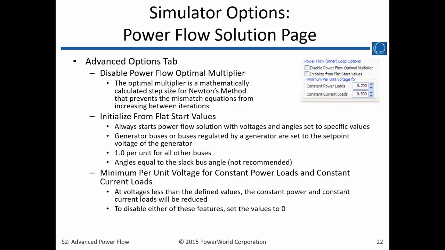There's also an option to initialize from flat start values. This always starts the power flow solution with voltages and angles set to specific values. The generator buses, or buses regulated by a generator, are set to the set point voltage of the generator, and it's set to 1 per unit for all other buses. Then it sets the angles equal to the slack bus angle. And then we say we don't recommend this.